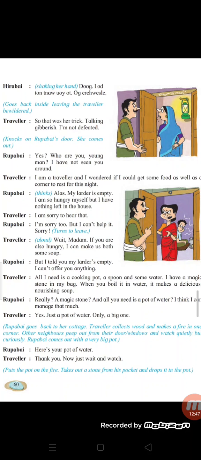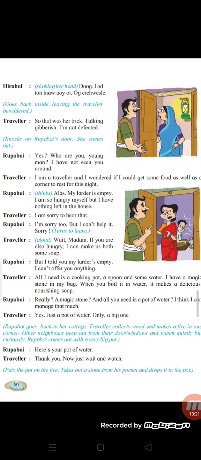Now, what does Rupabai do? Rupabai, here's your pot of water. Traveler: Thank you. Now just wait and watch. What is he telling? Rupabai, you just stand over here and watch what happens. He puts the pot on the fire, takes out a stone from his pocket and drops it in the pot. What does he do? He removes a stone from his bag or his pocket and puts that stone in the pot.